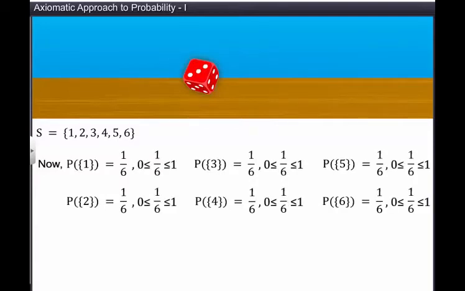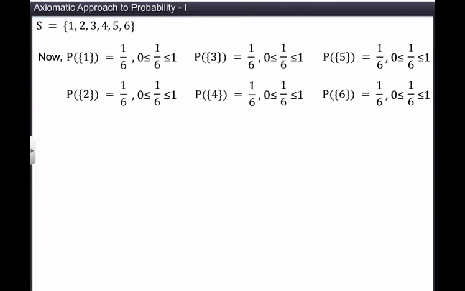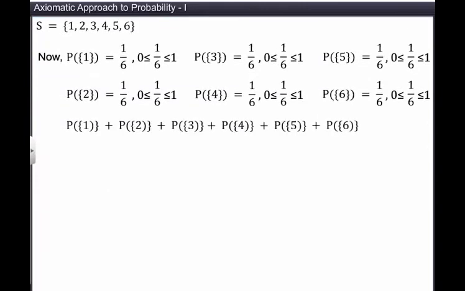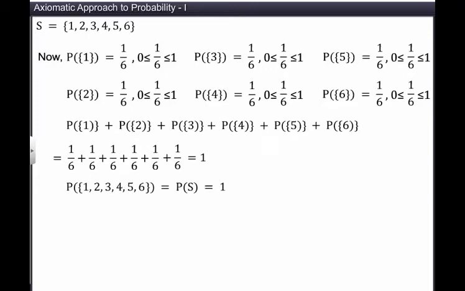Now, let's add the probabilities of all the events, which is equal to 1. This implies that the probability of S is equal to 1. Hence, the probabilities of the sample space satisfy axiom 2.